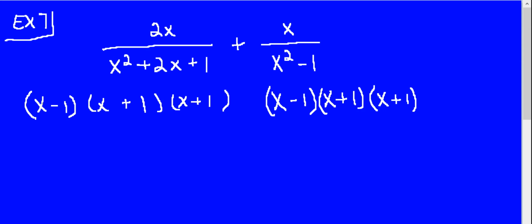Now the only other thing I have to do, if I multiply this side by x minus 1, then I have to multiply the numerator by x minus 1. I should say if I multiply this denominator by x minus 1, then I have to multiply the numerator by the same thing. And here I know I multiplied the denominator by x plus 1, so I have to multiply this numerator by x plus 1. Okay.